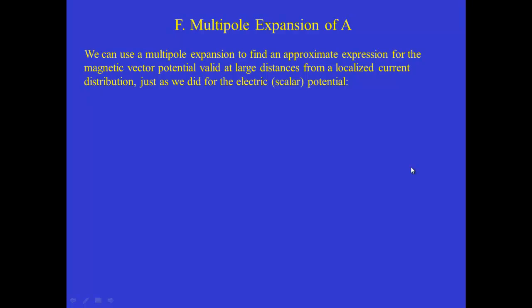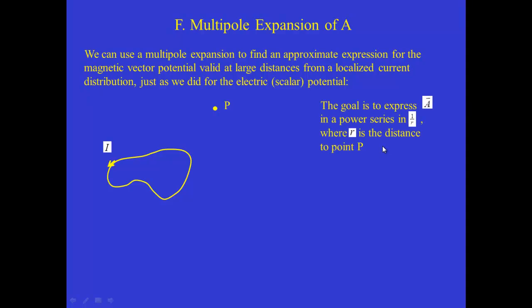We'll finish our discussion of the sources of magnetic fields in Chapter 5 by considering the multipole expansion of the vector potential A. And we'll be doing this mathematically in almost exactly the same way as we considered the multipole expansion of the electric potential back in Chapter 3. It exploits a mathematical similarity between the two problems.